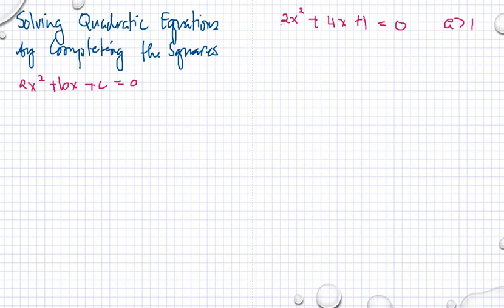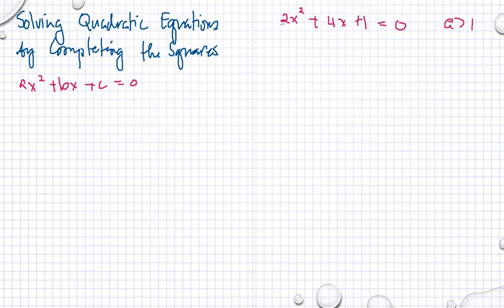If you cannot do that, then you need to do other ways to solve. And one of the ways of solving quadratic equations is completing the squares. It is one of my favorites because I don't need to memorize a formula. I just need to remember the process, and I am very good at remembering the process.